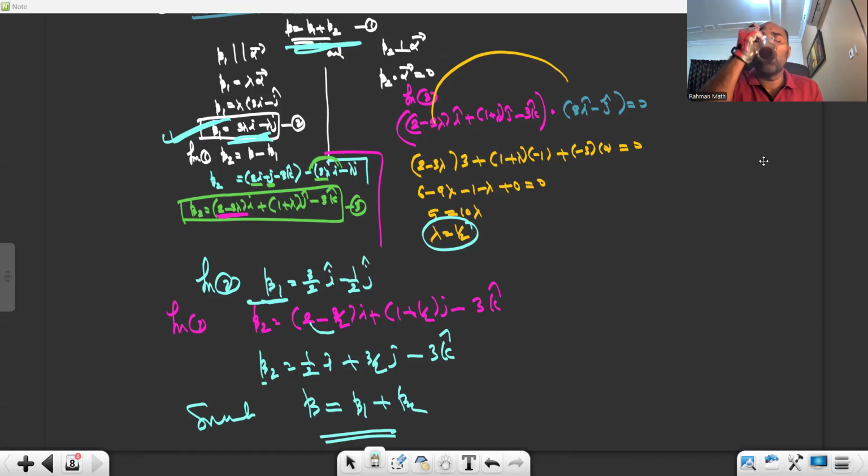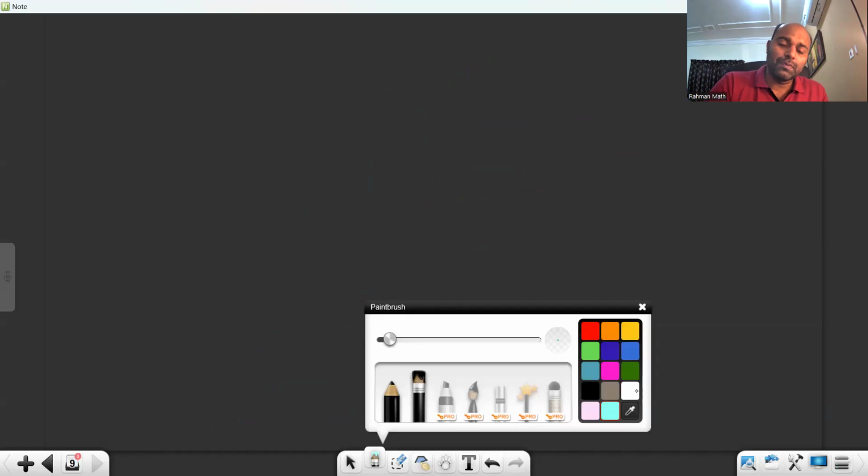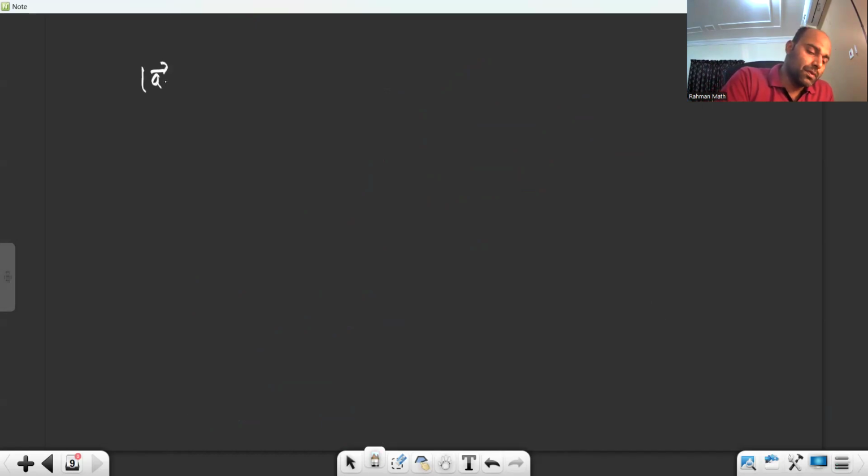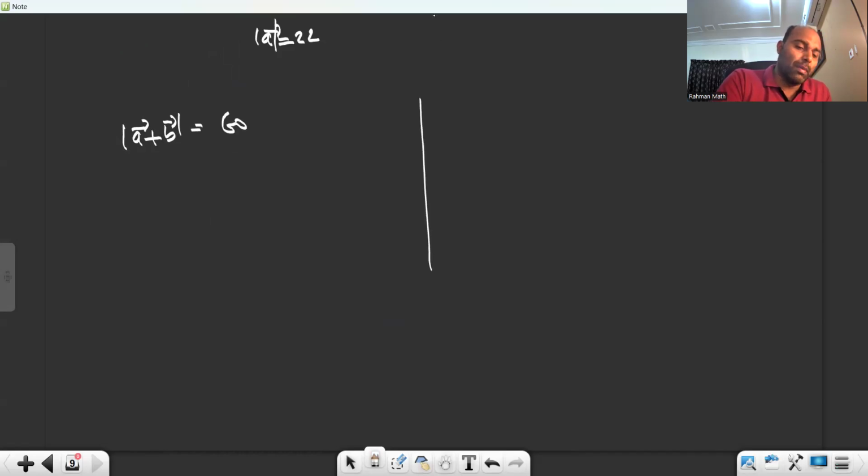Given that magnitude A equal to 22, then magnitude A plus B equal to 60, magnitude A minus B equal to 40. What do you have to do now? Squaring both sides.